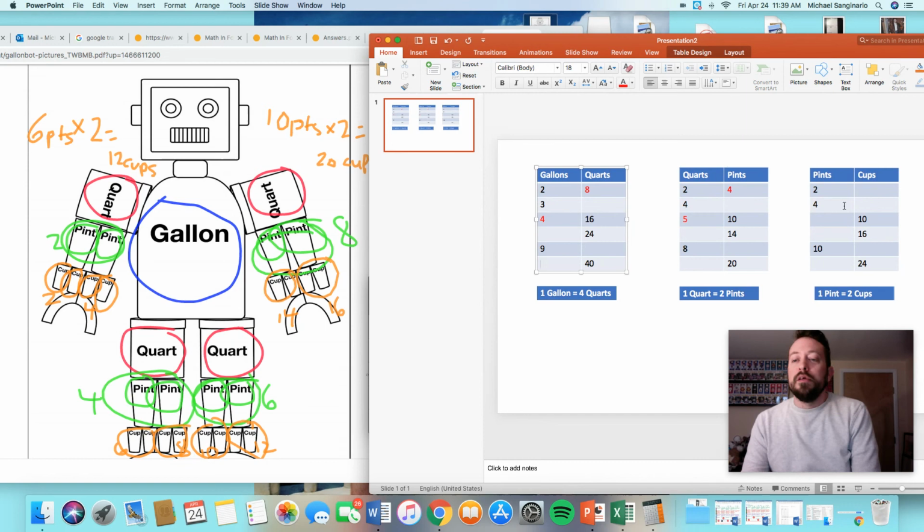Okay. The last one. Pints to cups. Okay, so now 1 pint is 2 cups. So how many cups are in 2 pints? Again, we're going to multiply by 2. Okay, so 2 times 2 equals 4. So there would be 4 cups here. Okay. This one we'll do together also, okay.